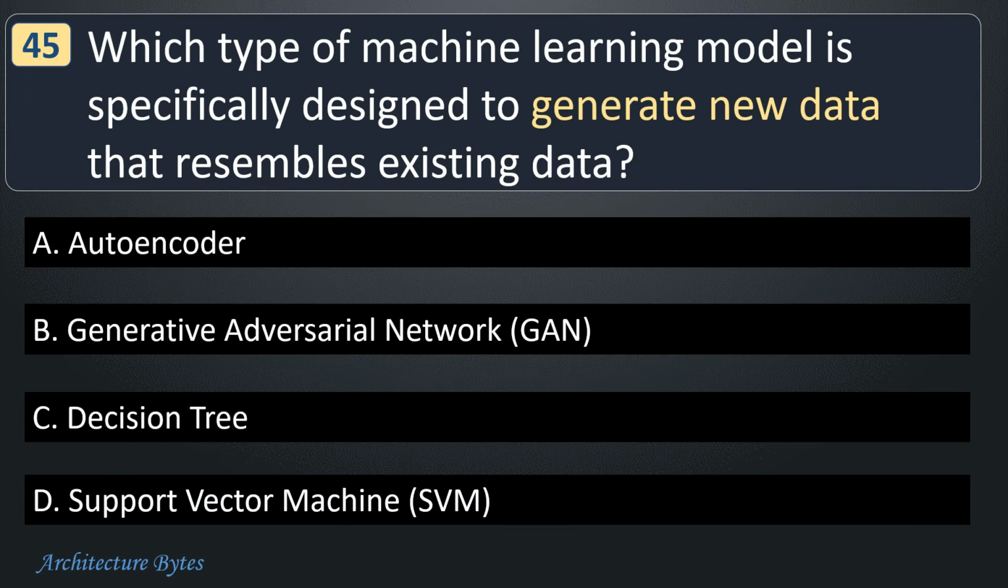Which type of machine learning model is specifically designed to generate new data that resembles existing data? Option A, autoencoder. B, generative adversarial network. C, decision tree. Or D, support vector machine.